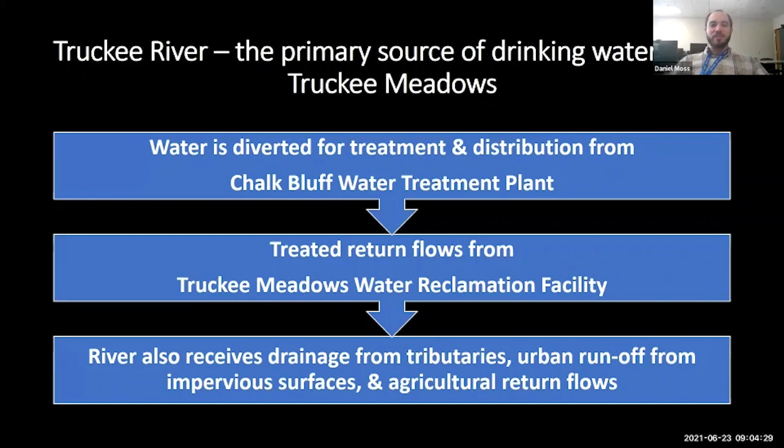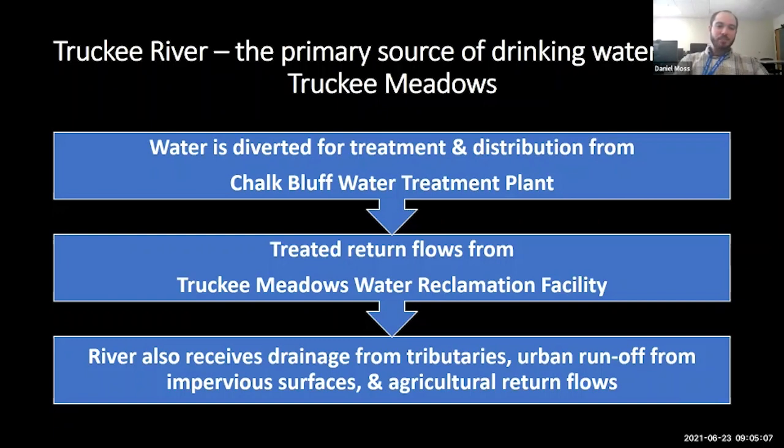So just a couple of facility names to go over here. The Truckee River being the source of our drinking water. It gets treated at Chalk Bluff Water Treatment Plant, which is over off McCarran. And then after it goes through all the sewer systems, goes through our showers, our toilets, and then back through sewer pipes, it's going to end up at TMWRF, the Truckee Meadows Water Reclamation Facility. Up north, we have RSWRF, the Reno Stead Water Reclamation Facility.